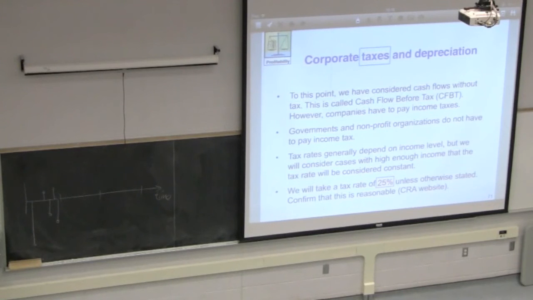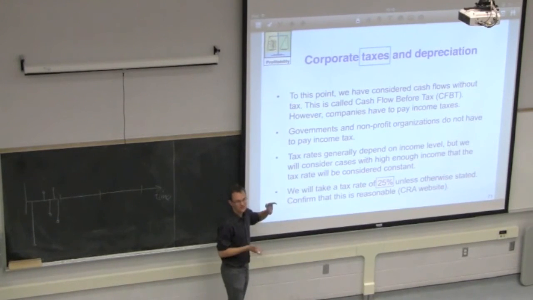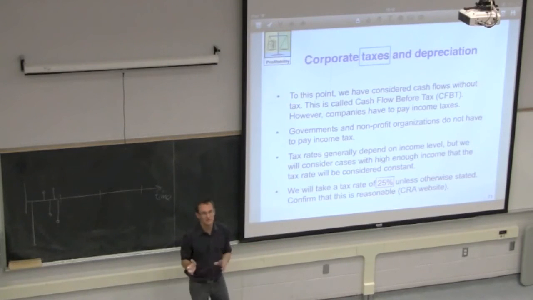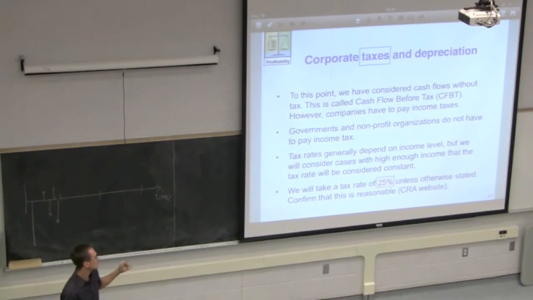Over the next few classes, I'm going to have you refer to the CRA website. Just simply look up corporate taxes in Canada, and they vary in every province, and every province has a low end and a high end. There's a federal component and there's a provincial component. And what you'll see is if you look at all those numbers, on average in Canada, the corporate tax rate is 25%.